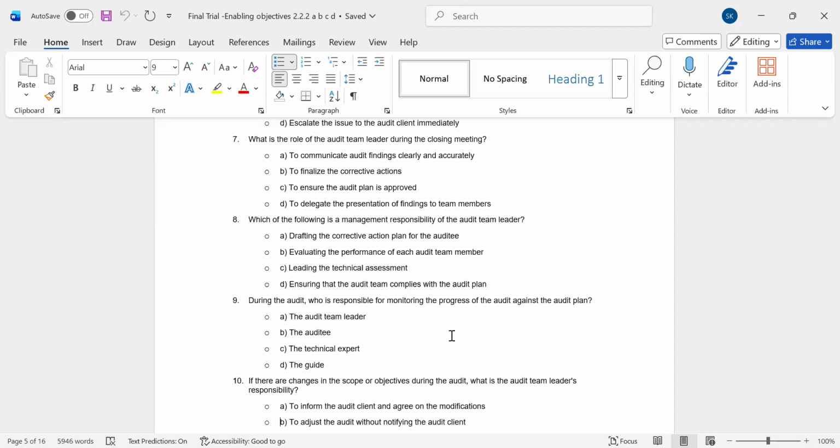B and D, it is confusing, sir. D seems right, after eliminating the others. Ensuring the audit team complies with the audit plan, whether the task is completed, that is the management responsibility. The team has to comply with the plan. That is the team leader's responsibility. So D is the best fit answer.